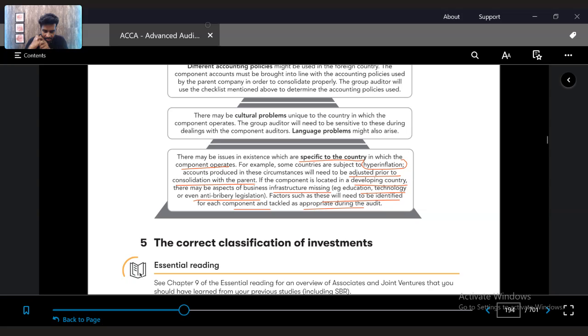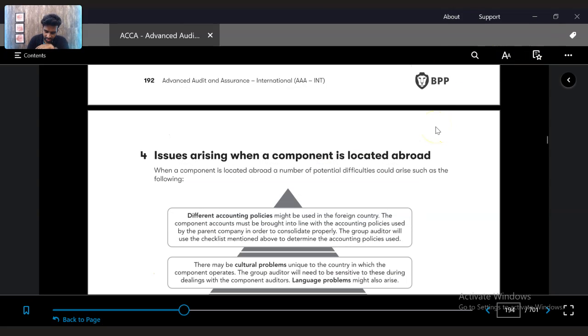One important aspect which they have not mentioned, when it comes to issues arising when the company is located abroad, is foreign currency translation. My God, this is one of the most important as well as the trickiest ones, because all the currencies have to be translated into the parent country's reporting currency, and only then can they be consolidated.